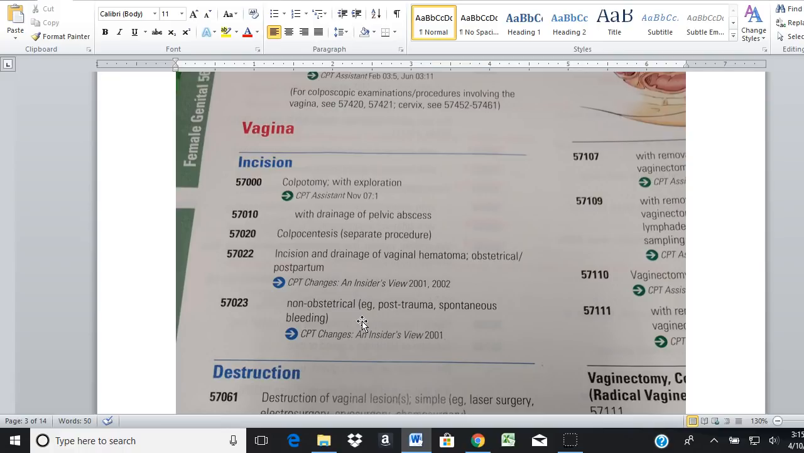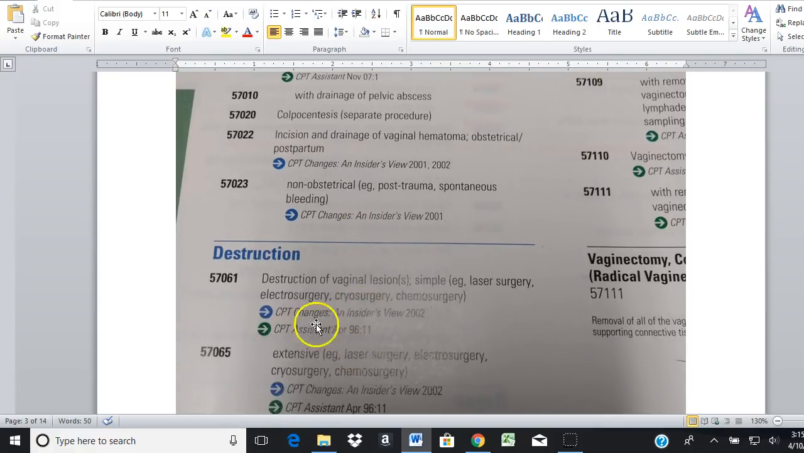Are we looking at a pregnancy complication? Are we looking at a genital complication? Again, we're going to see some destruction as well. We have simple and extensive destruction for vaginal lesions. Again, these could be for things like HPV, for genital warts. It also could be used for other lesions that end up inside of the vagina.